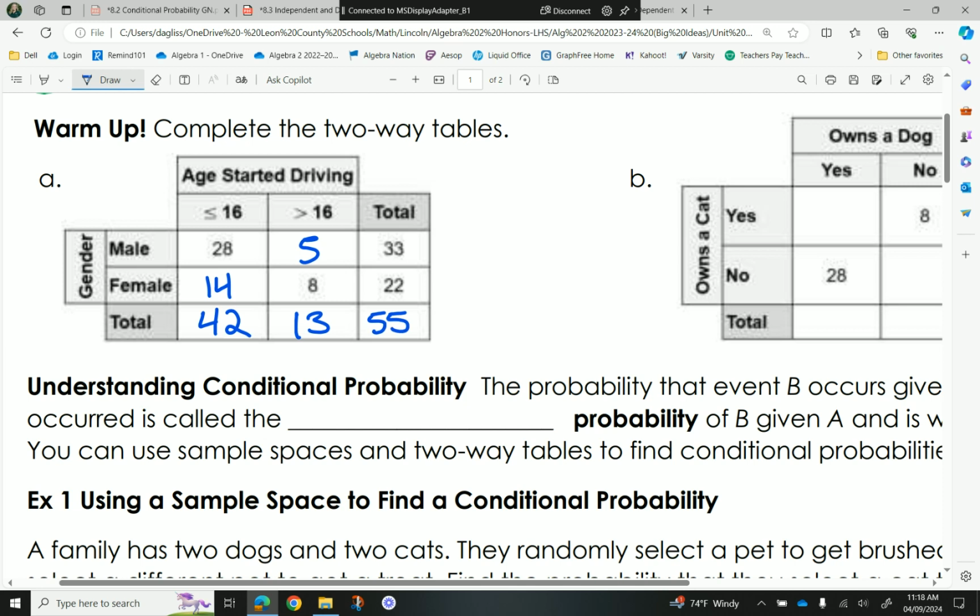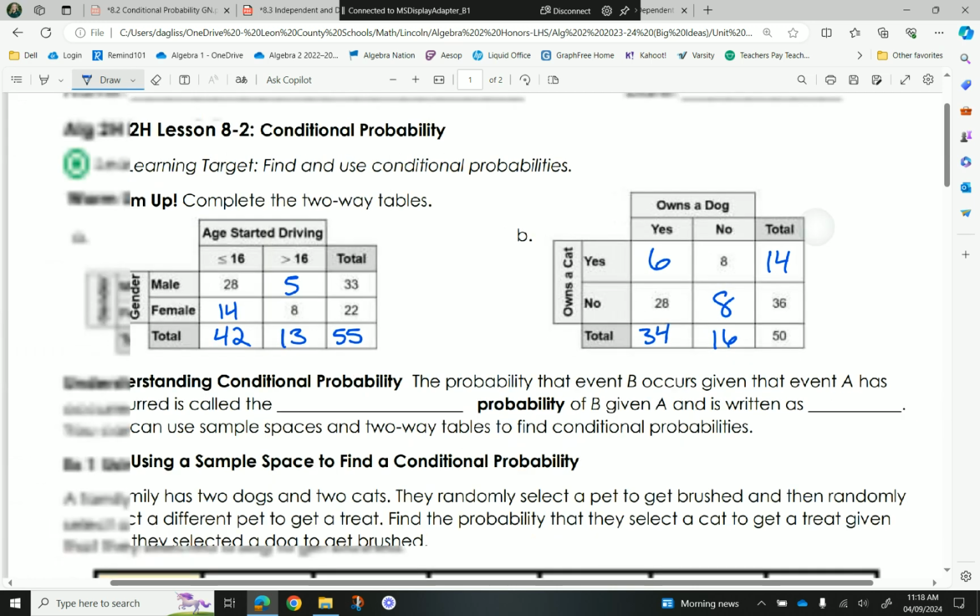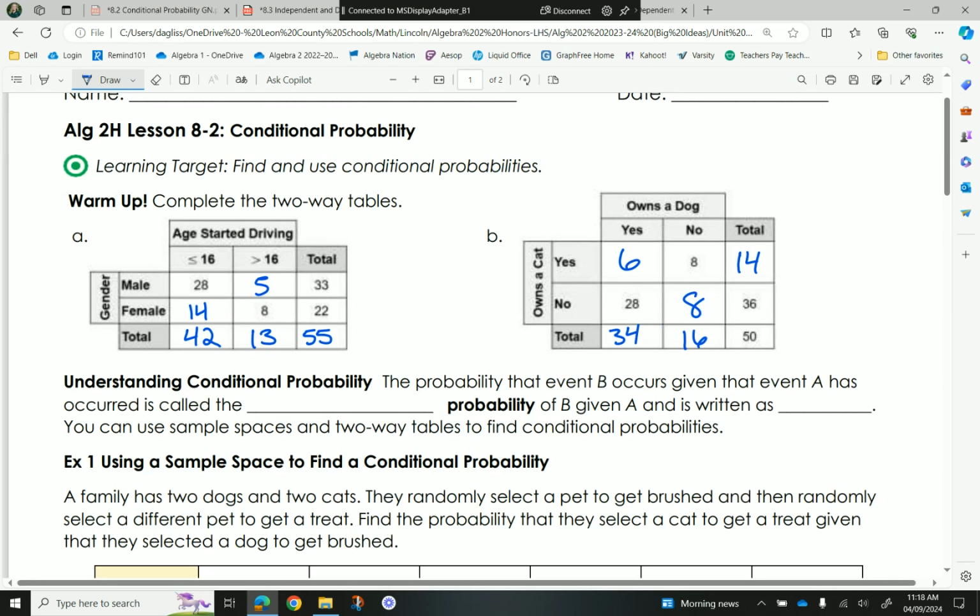All right, moving on to the next one. Owning a cat, owning a dog. How many people own a cat and own a dog? There you go. How many total people own a cat? 14. How many people do not own a dog and do not own a cat? 8. How many people own a dog? How many people do not own a dog? 16. Good. So, this is very Algebra 1, but we're going to, of course, take it and up it today.